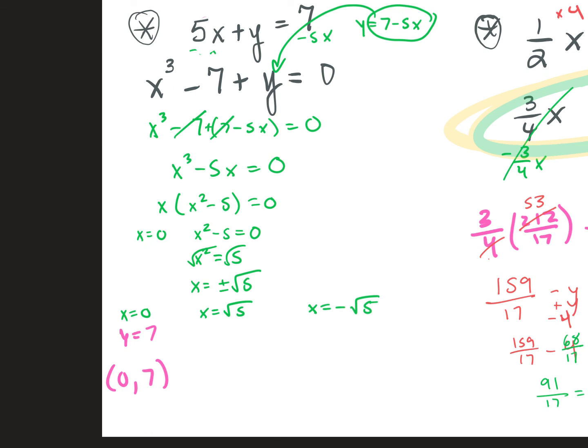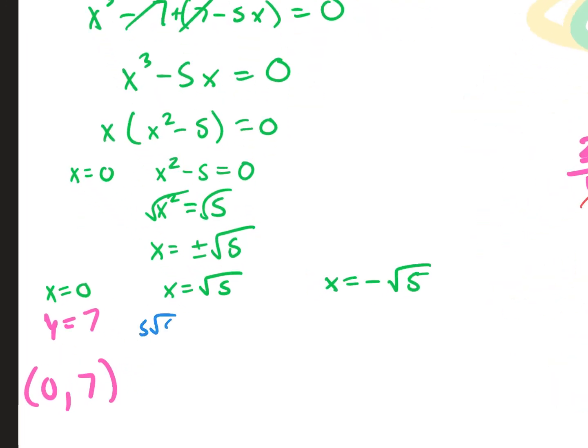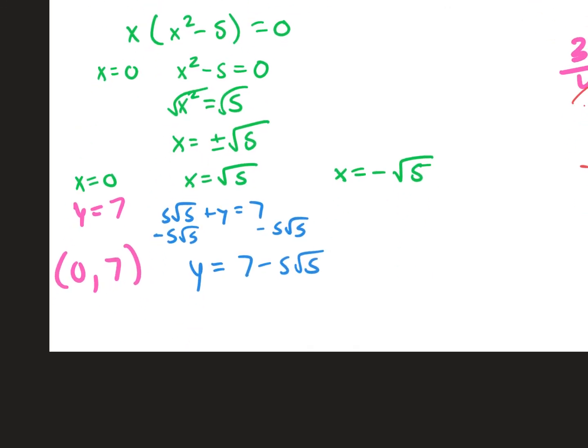So then I plug in square root 5 for x. So it's 5 square root 5 plus y is equal to 7. Subtract both sides by 5 square root 5. So y is equal to 7 minus 5 square root 5. And then I have to write my answer as a point. So this will be square root 5, comma, 7 minus 5 square root 5. That's not pretty, but it's still an answer.